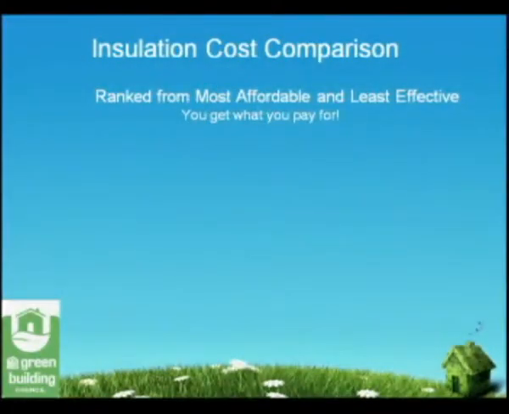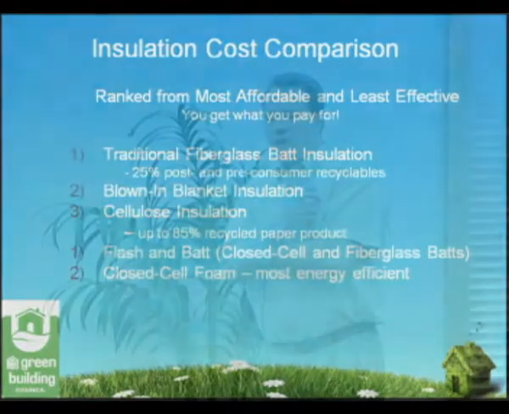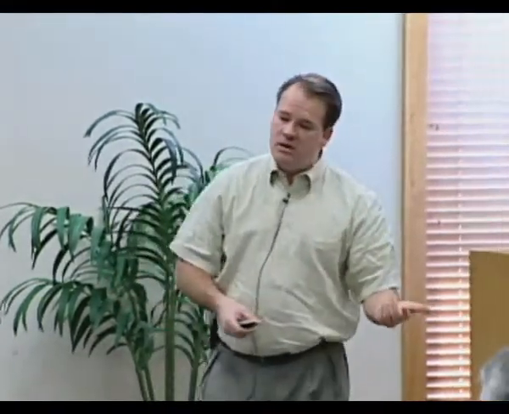Insulation cost comparison, ranked from the most affordable to the least affordable. And again, remember, you get what you pay for. Traditional fiberglass batt insulation is probably the most cost-effective. It also has 25% post- and pre-consumer recyclables in it. Blown-in blanket insulation would be next, then cellulose insulation, then the flash and batt that we talked about, and probably one of the more premium is a closed cell foam product in the wall system.